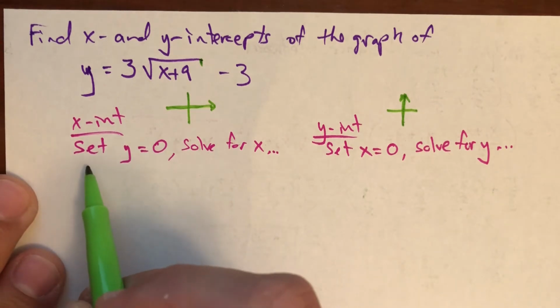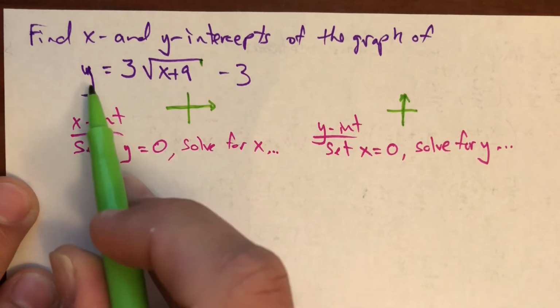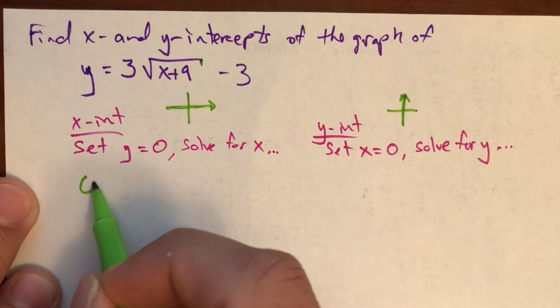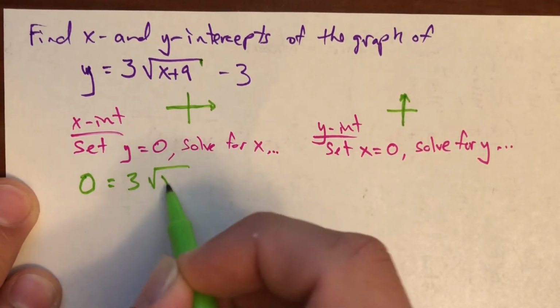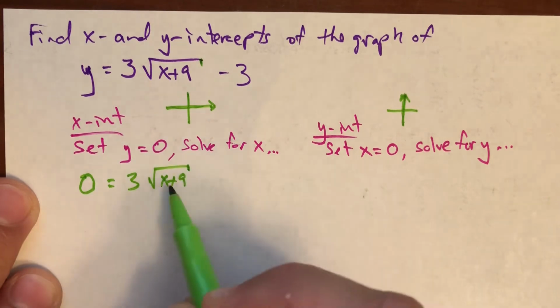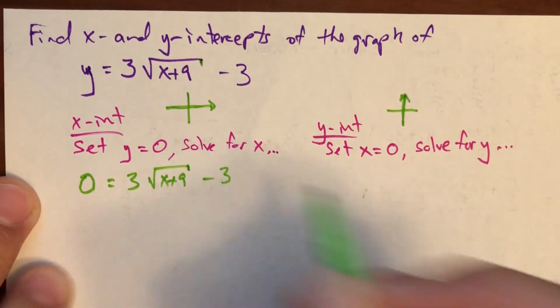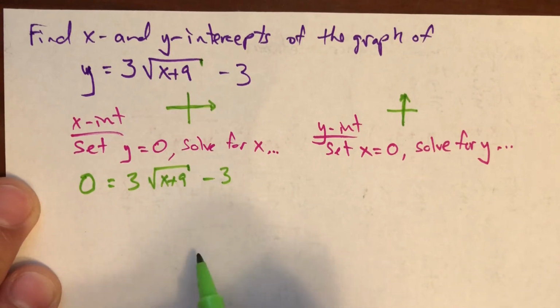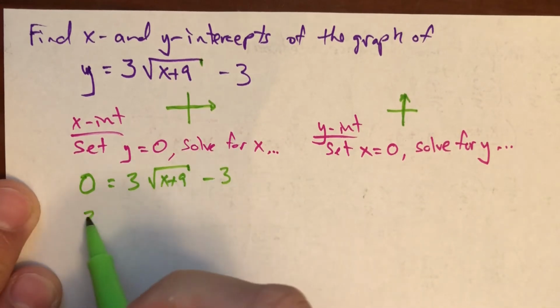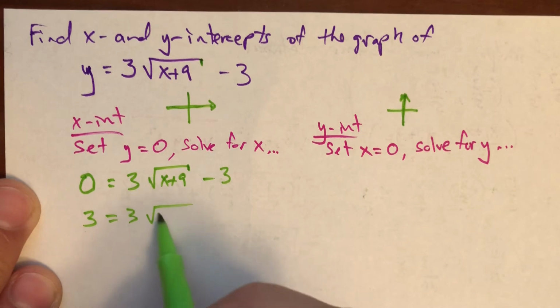So let's do the x-intercepts first. We're going to set y equals 0 and solve for x. We're just going to put a 0 in place of y and leave everything else the same. So we have 0 equals 3 square root of x plus 9. We're going to close that, making sure not to make that mistake. And now we just solve a nice equation. We've done this a lot before, so we're going to add 3 to both sides. We get 3 equals 3 square root of x plus 9.